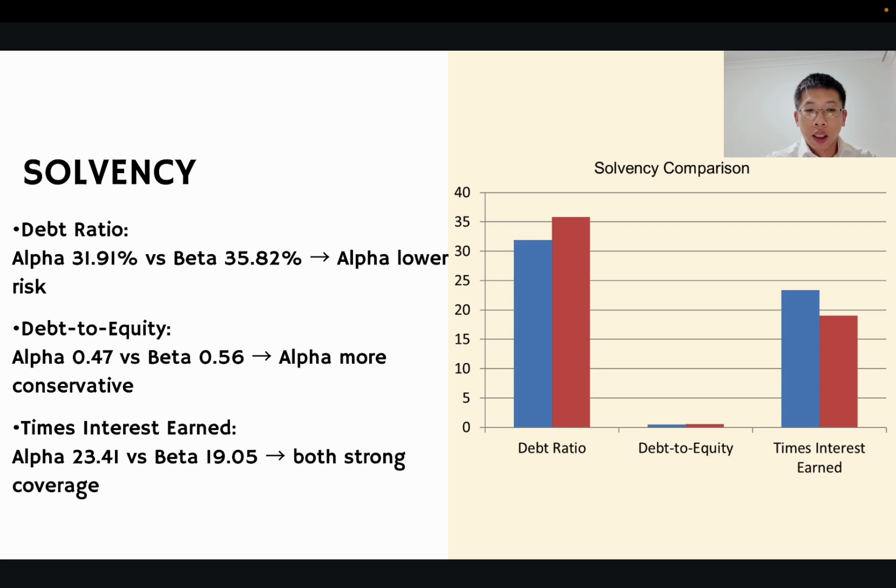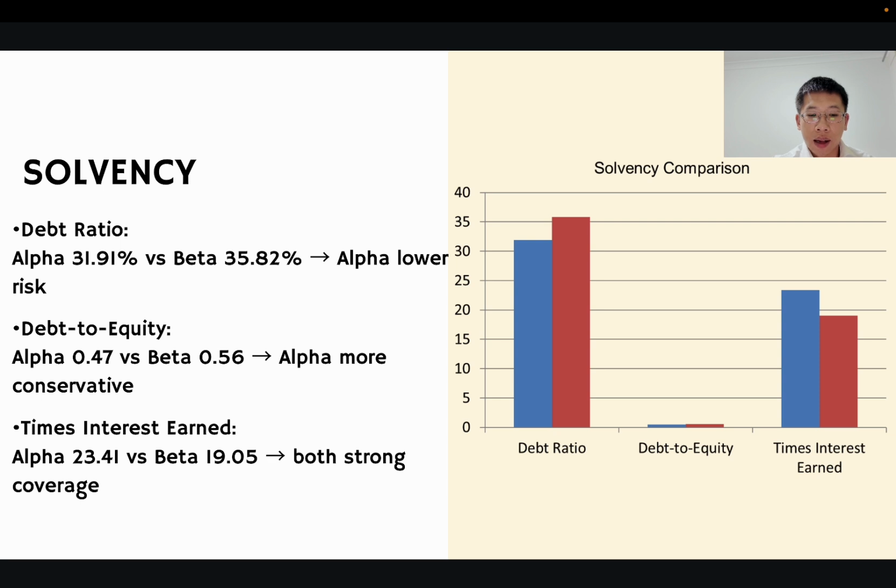Turning to solvency, which reflects long-term stability and debt management, Alpha adopts a more conservative financial structure. Its debt ratio is 31.9% and its debt to equity ratio is 0.47. It means Alpha uses less debt financing and therefore carries lower financial risk.